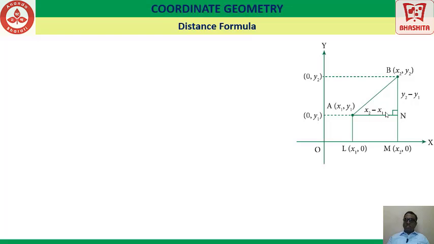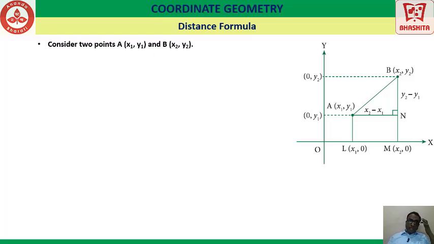Once we know this as x2 minus x1 and this as y2 minus y1, using Pythagoras theorem we could see that AB square equals AN square plus BN square. That is, (x2 minus x1) square plus (y2 minus y1) square will be AB square. Since we want only AB, we can take the square root of (x2 minus x1) square plus (y2 minus y1) square. What I mentioned in words, we shall see on the screen now, one by one.